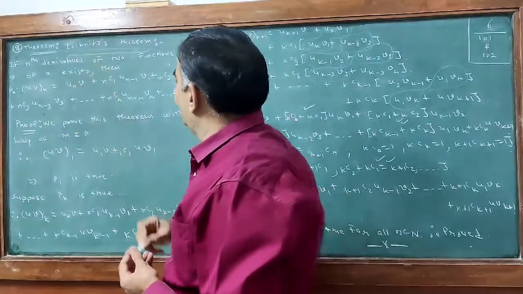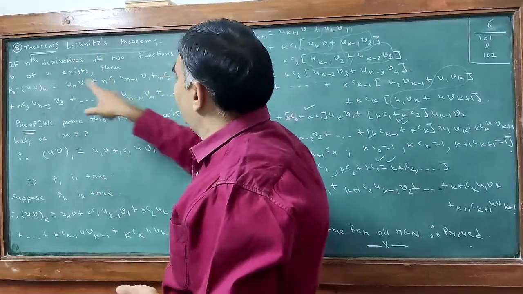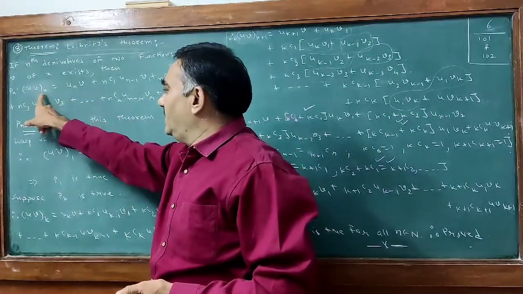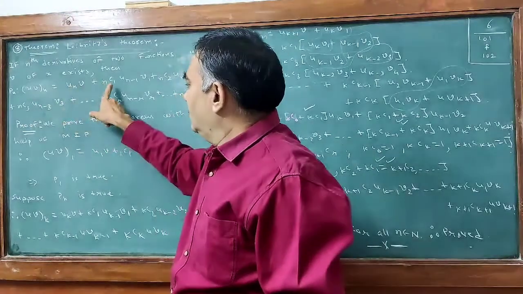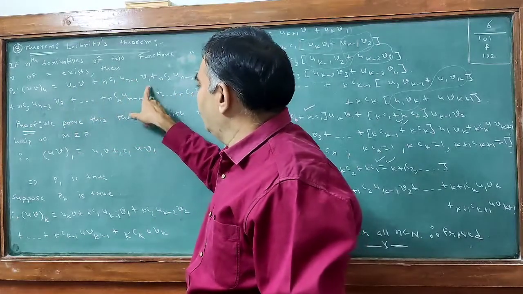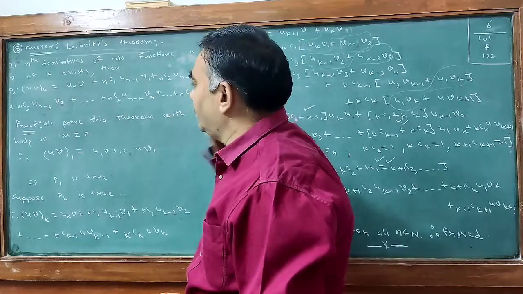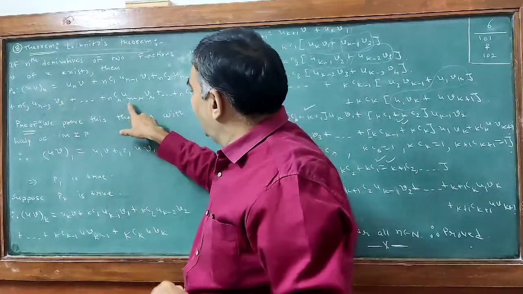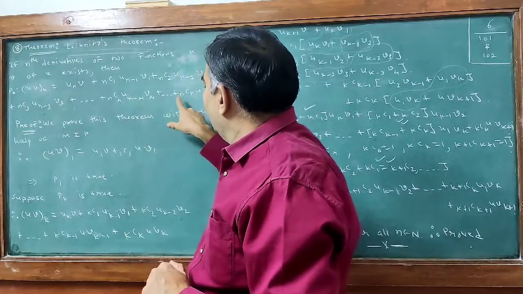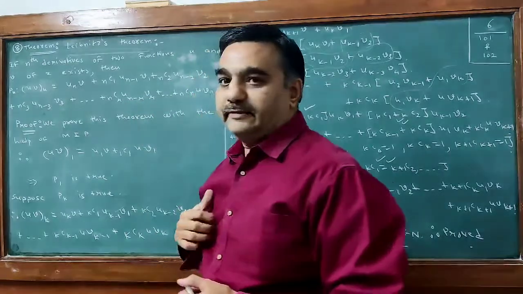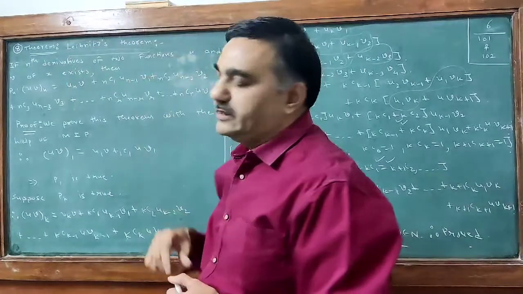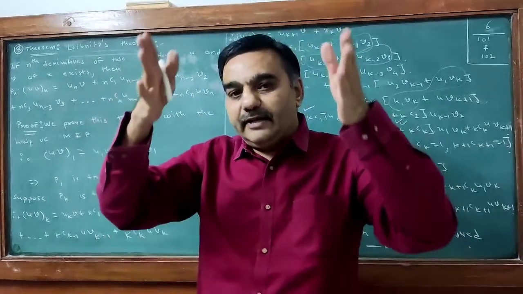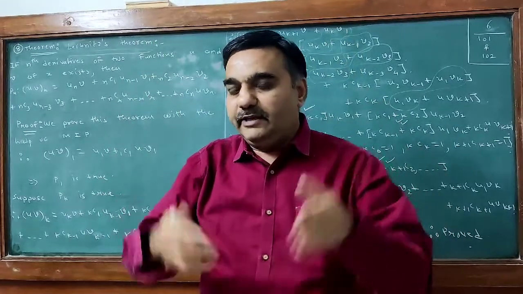If nth derivatives of two functions u and v of x exist, then (uv)n = un v + nC1 un-1 v1 + nC2 un-2 v2 + nC3 un-3 v3 + ... + nCr un-r vr + ... + nCn u vn. This is the statement of Leibniz theorem, and as I said earlier, this is very much parallel to the binomial theorem.